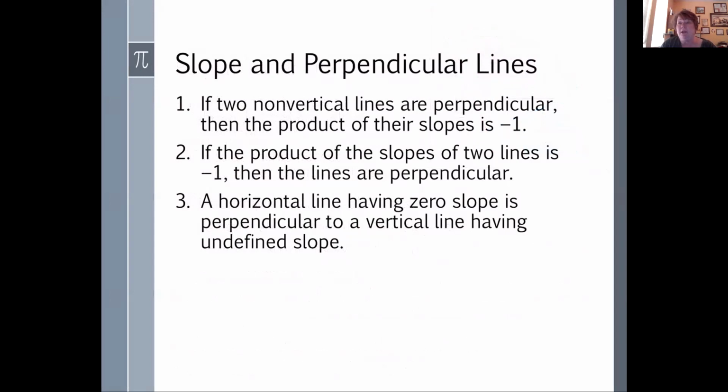So slope and perpendicular lines: if two non-vertical lines are perpendicular, then the product of their slopes is -1. If the product of the slopes of two lines is -1, then the lines are perpendicular. A horizontal line having 0 slope is perpendicular to a vertical line having undefined slope. And you know that's true by just looking at the coordinate plane. The x-axis is horizontal, the y-axis is perpendicular. Those two lines are perpendicular to each other. A vertical line and a horizontal line are perpendicular.